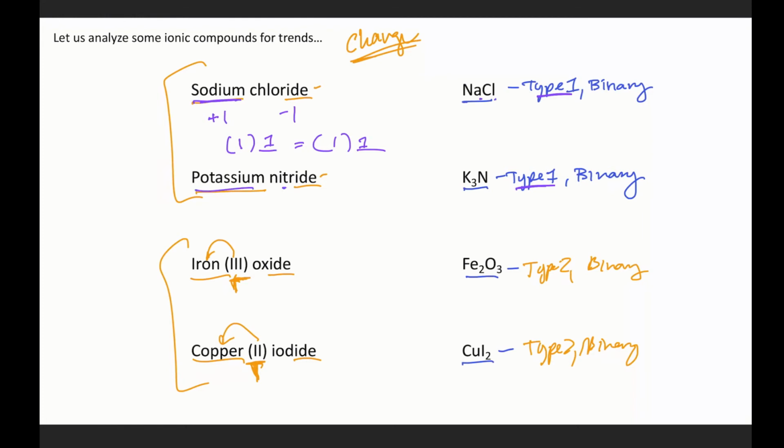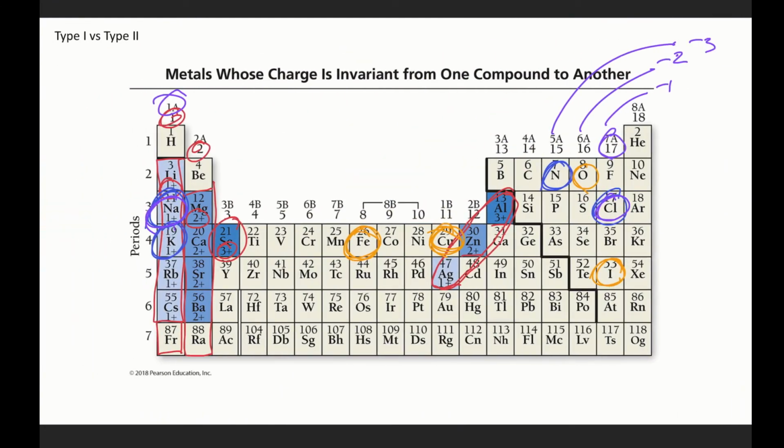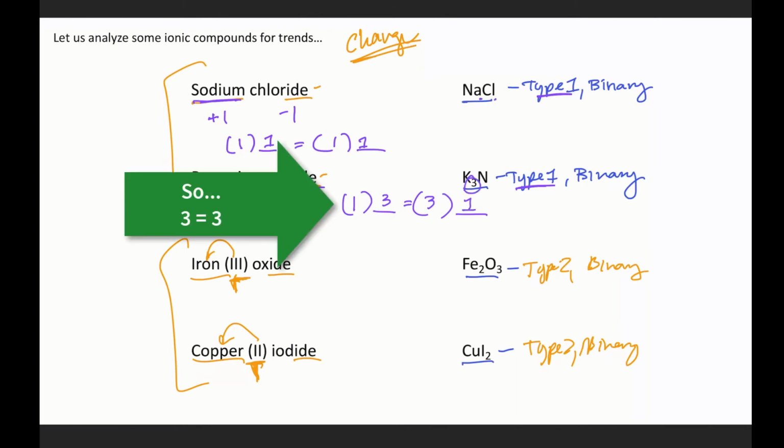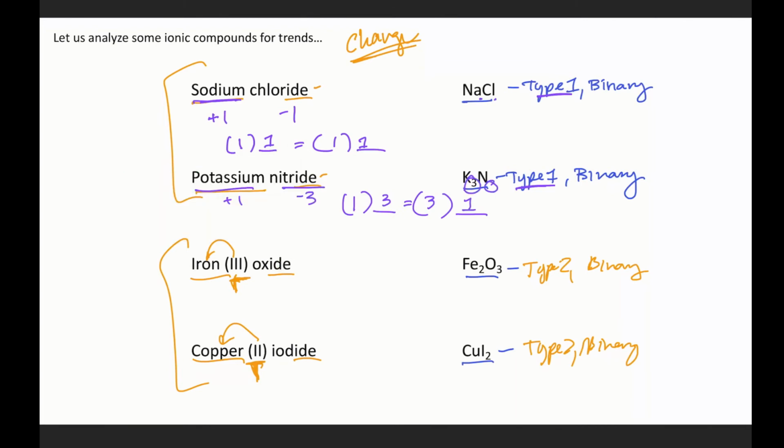Potassium nitride, so let's go back and find potassium and nitrogen. Potassium is also group 1, nitrogen is one of these -3s, right? So this is +1, -3, right? So that's like saying I have a 1 and I have a 3, and how do I make those magnitudes equal? Right, I'm going to have to put a 3 here and a 1 here. So that means I need 3 potassiums for every 1 nitrogen to make the magnitude of positive equal the magnitude of negative, yes?